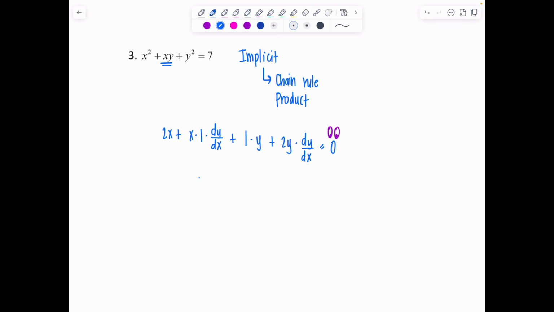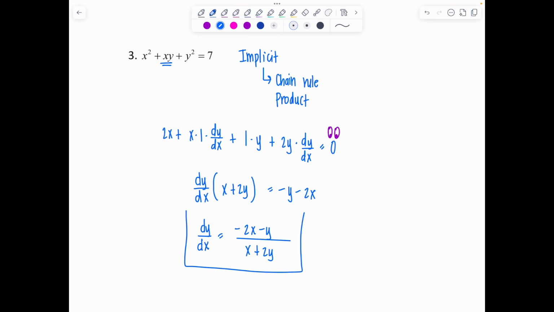All right, dy dx, I can factor it out from x plus 2y. And then everybody else does not have dy dx. And then I can just divide by that x plus 2y. Let's put negative 2x first. Let's go in alphabetical order. Over x plus 2y. Okay. This one's the grand finale. Look at this one. I'm so proud.